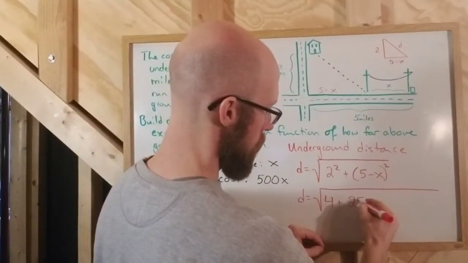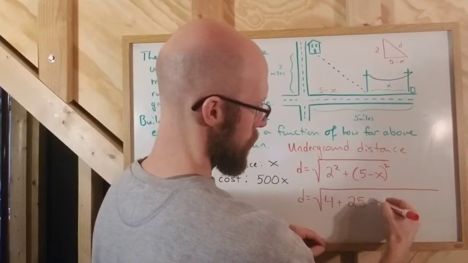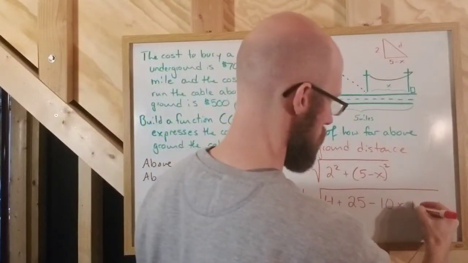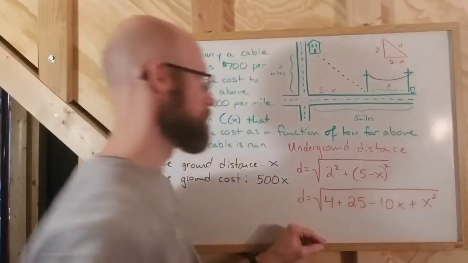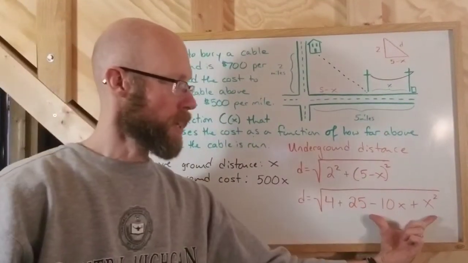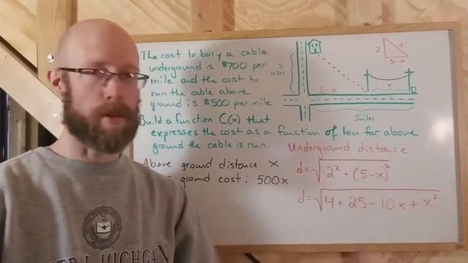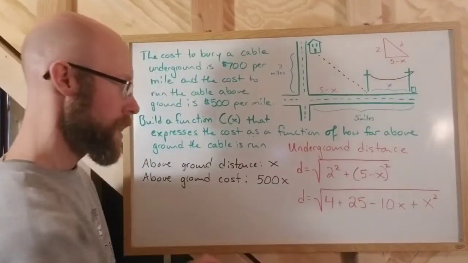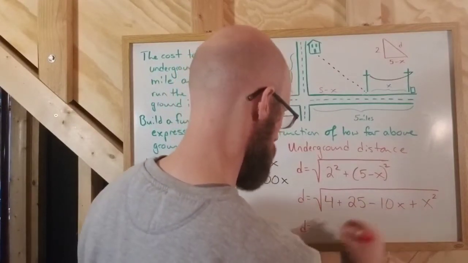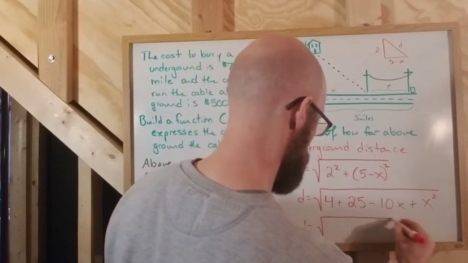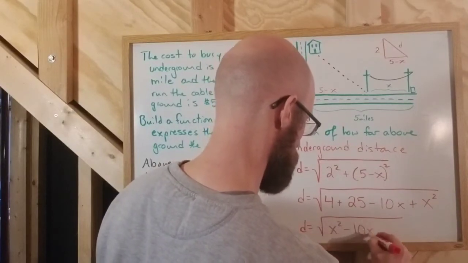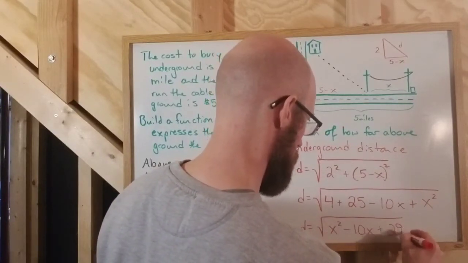It would be 25 minus 10x. You double their product and then add the square of the last term. Okay, so square the first term, square the last term on the ends, and then in the middle it's double their product. And then I could simplify this one step further, and I would have the square root of x squared minus 10x plus 29.